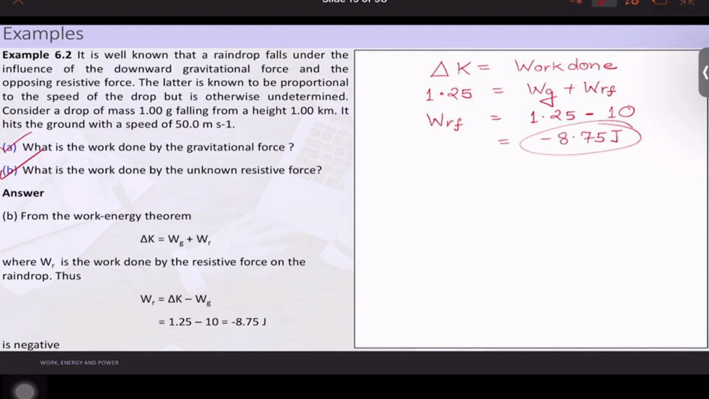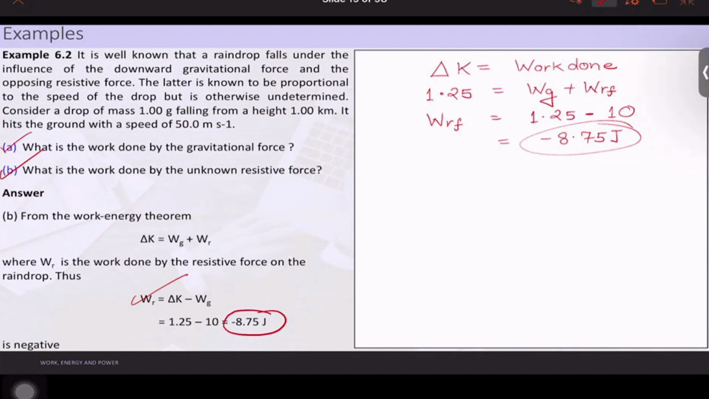So you can see clearly that this resistive force work is being done in the negative direction. Okay. Fine. So that is how we can understand this concept also. That is the work done. So basically, WR is the work done by the resistive force, and thus this work done is nothing but equal to minus 8.75 joules, which is negative.